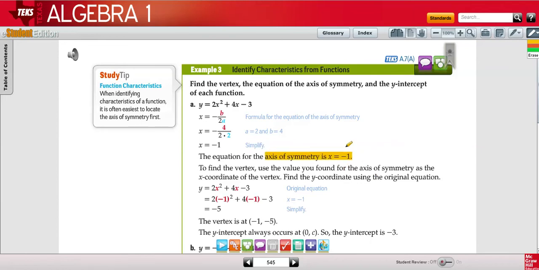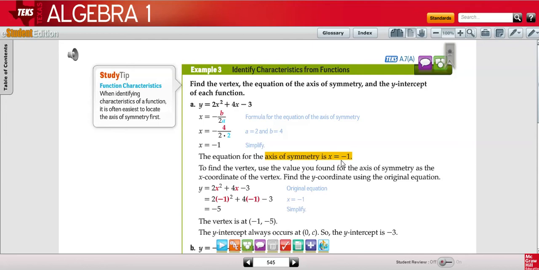Okay, so now we got one part done, the equation for the axis of symmetry. So now to find the vertex, use the value you found for the axis of symmetry as the x coordinate of the vertex. To find the y coordinate, use the original equation. So the original equation they gave us is y equals 2x squared plus 4x minus 3. This value here, x equals negative 1, that is what we're going to plug into the equation to find the actual y value. Remember, our vertex is the axis of symmetry, and it's also the minimum or maximum value. It is those two key concepts together. That is what gives us our vertex.